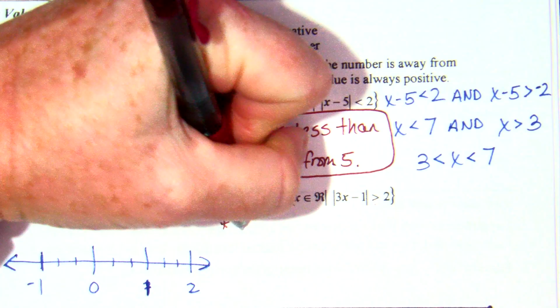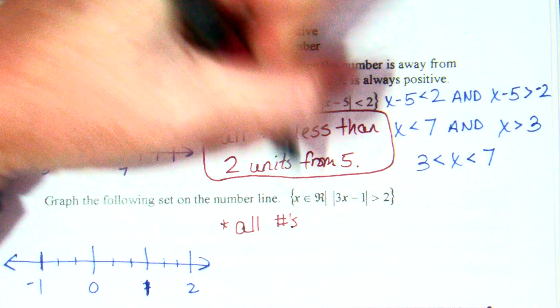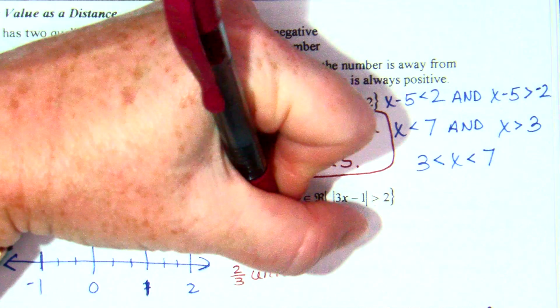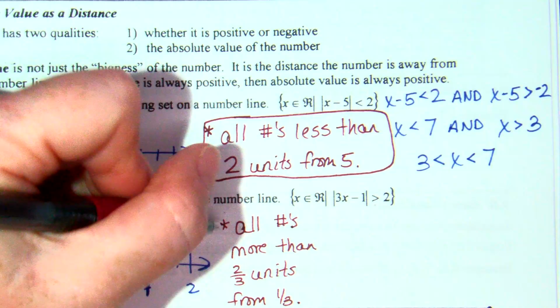So, let me write in words what we said, and then we'll try and graph it. All numbers, and this time it's going to be greater than, or I have written down more than, I don't care what you say. All numbers greater than or more than 2/3 units from 1/3.